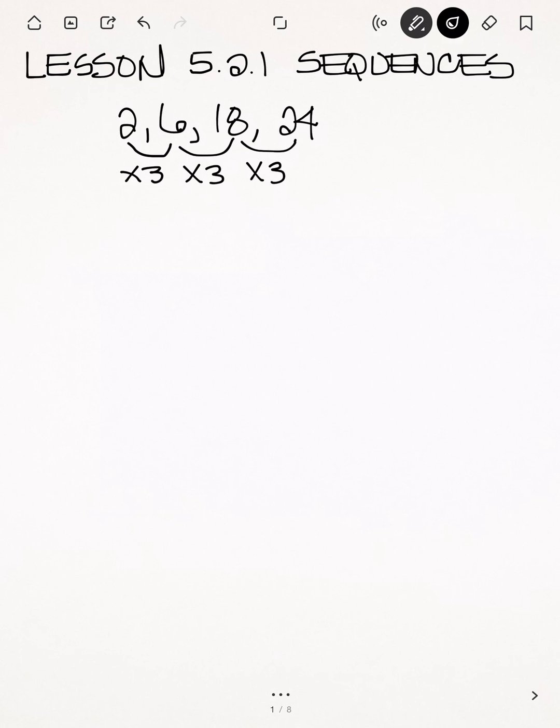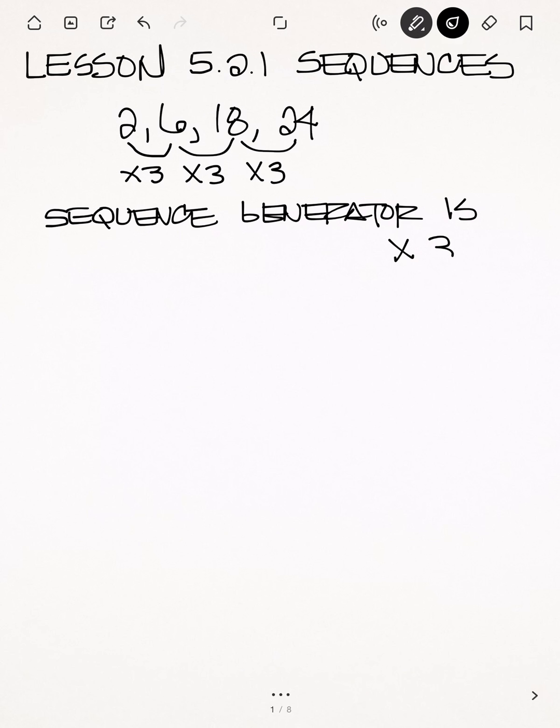And that constant has a name. That is called a sequence generator. And that sequence generator in this case is I'm going to multiply by 3. And I can use that sequence generator to find a couple more terms in the sequence. So if I take 24 and I multiply it by 3, then I would get 162. And if I multiply that by 3, I would get 486.